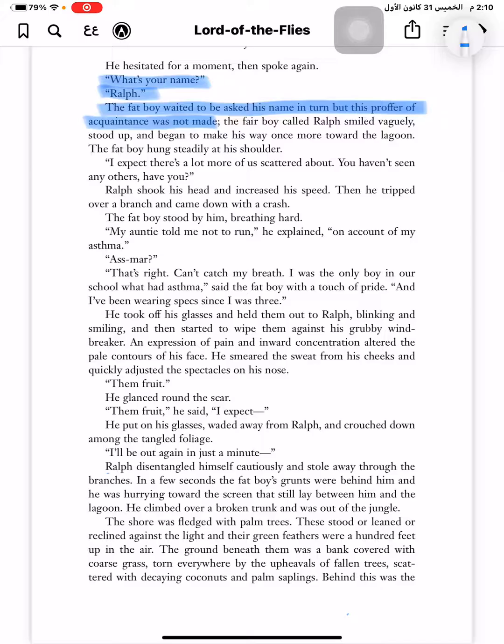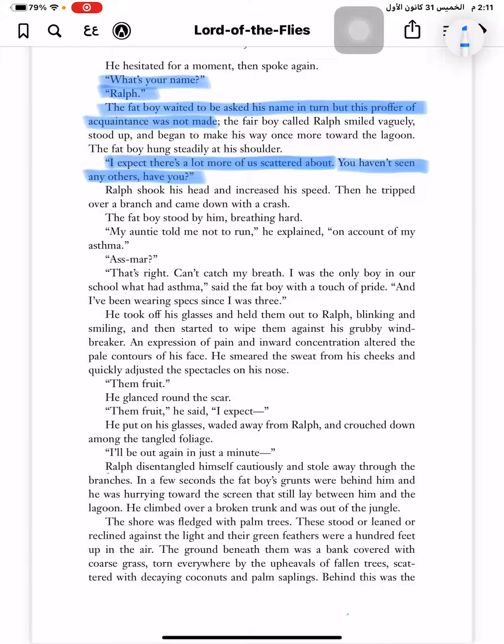The second boy's feeling of responsibility and curiosity is confirmed when he now asks about the other kids. "I expect there is a lot more of us scattered about. You haven't seen any others, have you?" So this question shows us that the second boy is really solicitous and concerned.